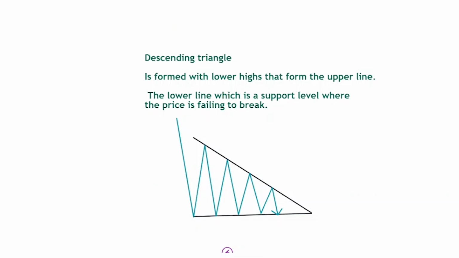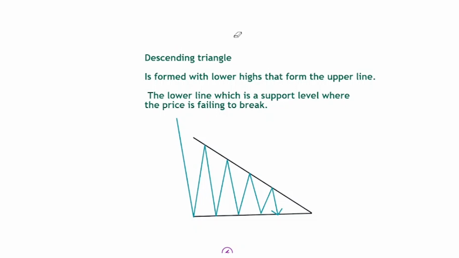Okay, welcome back. So let's start by knowing what is a descending triangle. This triangle is one from the family of bilateral chart patterns, where the pattern is formed and you don't know exactly the direction of the next move of the market. What you have to do is wait outside of the pattern.